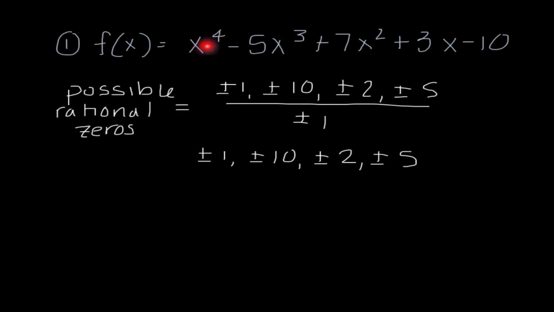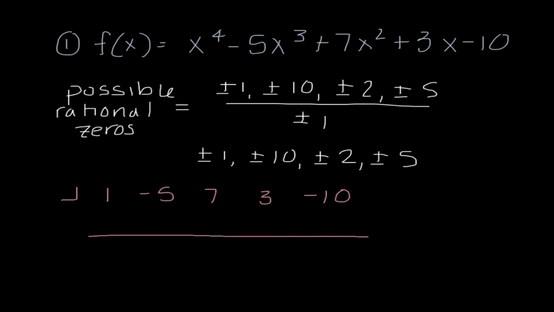Now, since this is to the fourth degree, I'm thinking we have a possibility of having 4 real zeros. However, I know that I might also have some imaginary answers which we don't care about. So what I'm going to do here, I'm going to set up synthetic division: 1, negative 5, 7, 3, and negative 10.